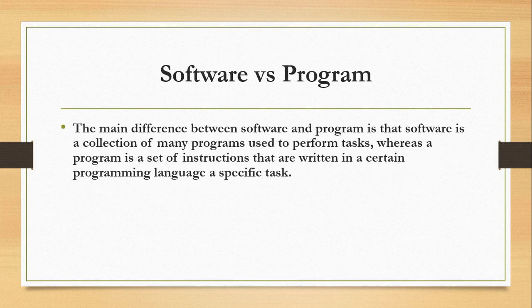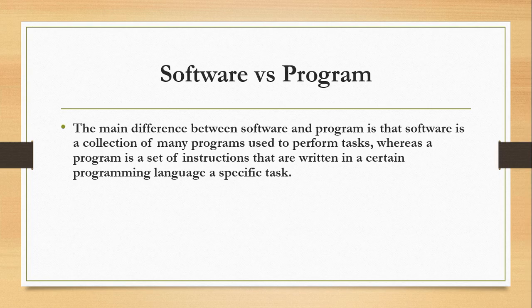Now the main difference between software and program is that a software is a collection of many programs, like I said, used to perform tasks. Now look at the word there, tasks, not just a task. Whereas a program is a set of instructions written in a certain programming language to perform a specific task. You see the difference. A program performs a task, while software performs tasks.